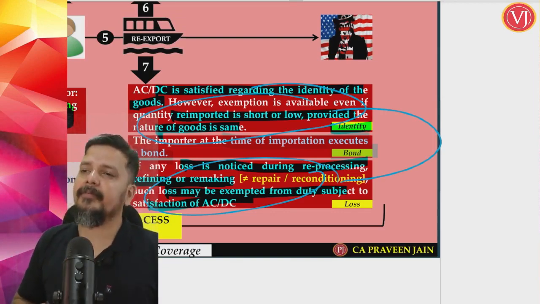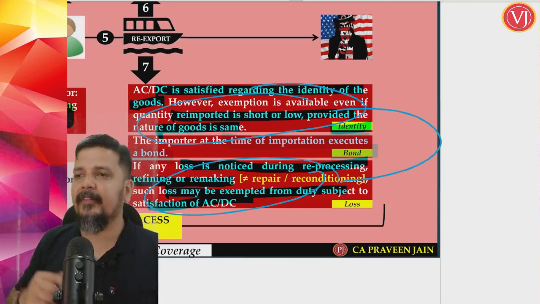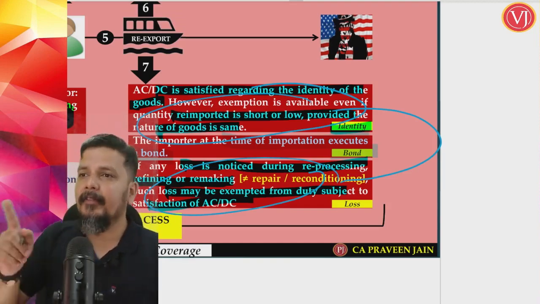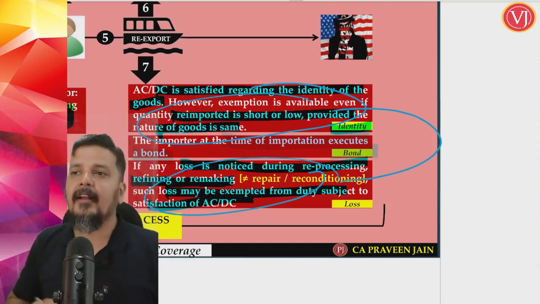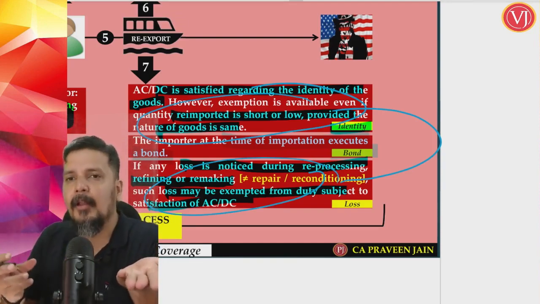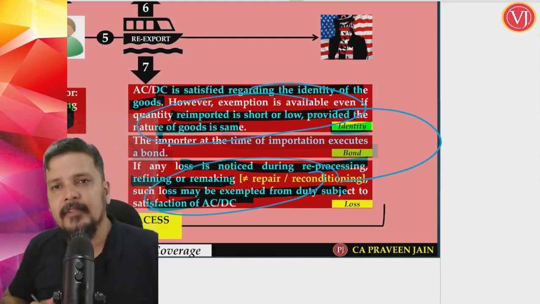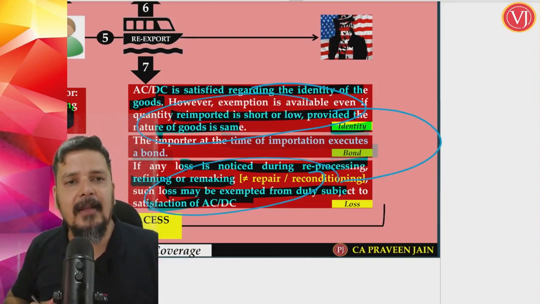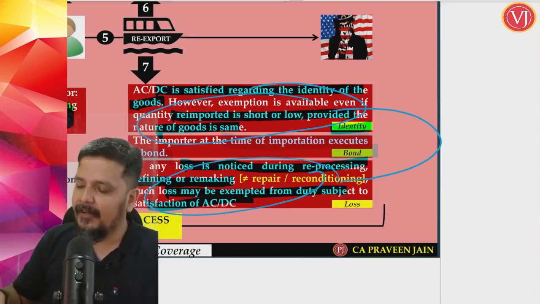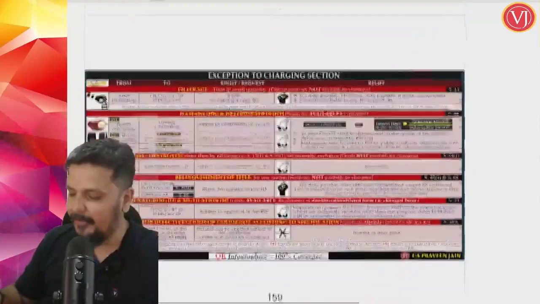Bring it back within 3 years or 1 year. Send it back in all the cases within 6 plus 6. When you are bringing it back, give a bond. When you are sending it back, satisfy the AC/DC with the identity, and if there is a normal loss, convince the AC/DC why this normal loss has come. That is all about your notification 158/95.